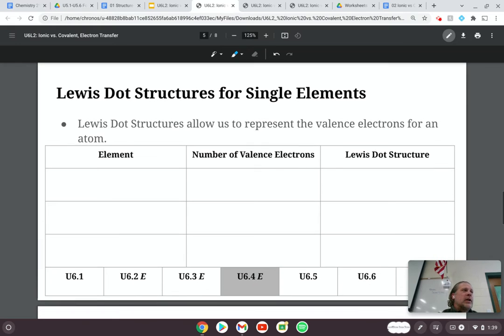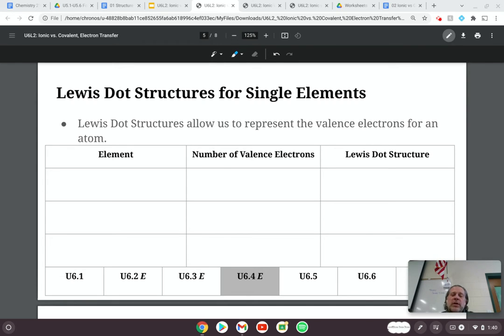All right, so I don't see any questions, so we're going to go on to the next slide. And in the next slide, what we're going to talk about for a second here is something called Lewis dot structures. Now, Lewis dot structures are an easy way to represent the number of valence electrons that an atom has.